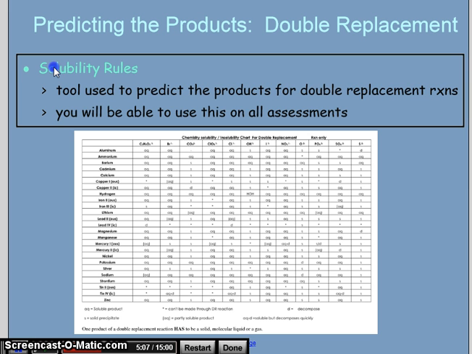So the rules can be presented in a couple different ways. It can either look like this chart, where we find out what happens when we mix those ions together, or it's a set of rules that we can follow that are statements that we can work through in order. Today we're going to use the chart as a way of looking at this.